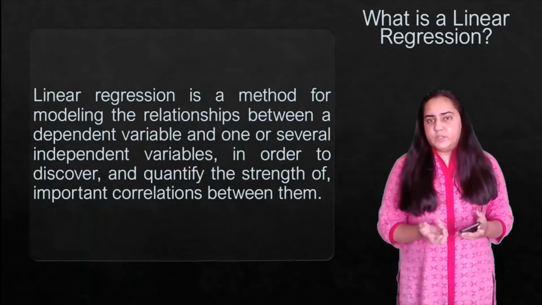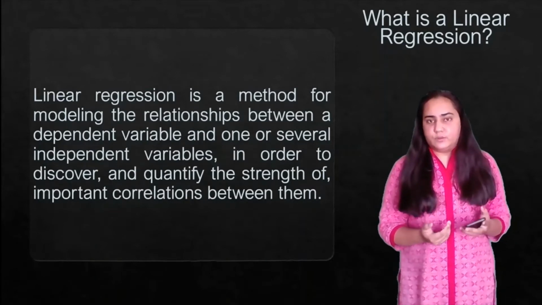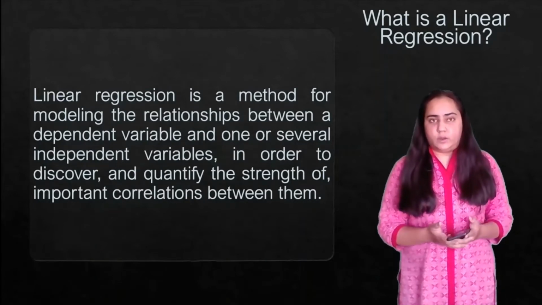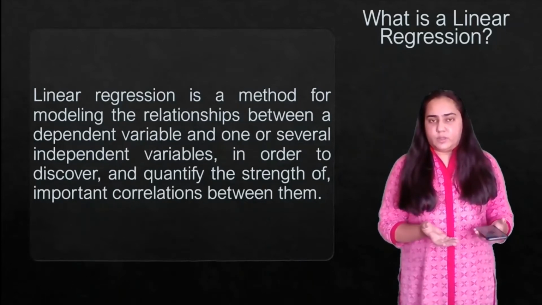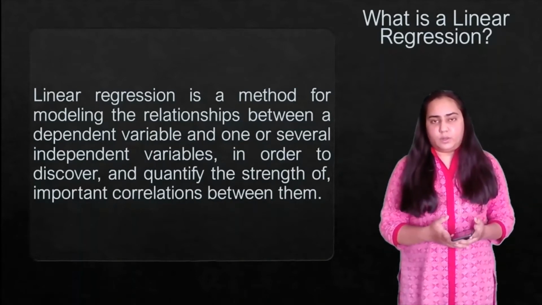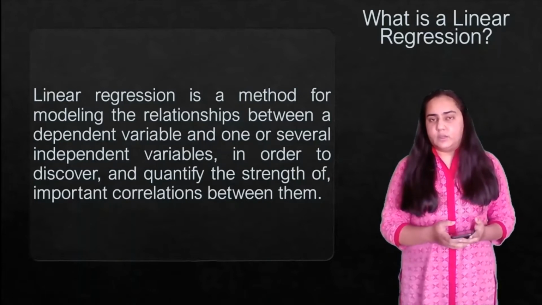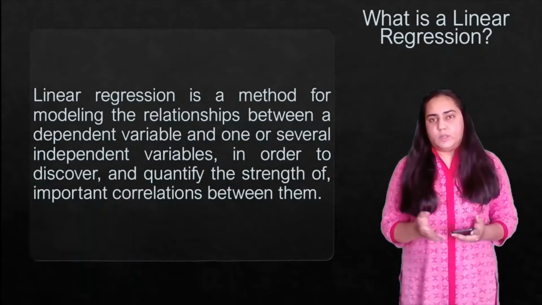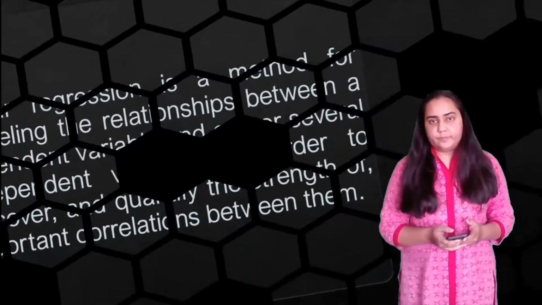Now, what we do in a linear regression is we try to find if those two variables are correlated or not, whether that one dependent variable is actually dependent on the independent one or not. And if it is dependent, then how strong is that correlation? So that's what we are going to discuss in this video.